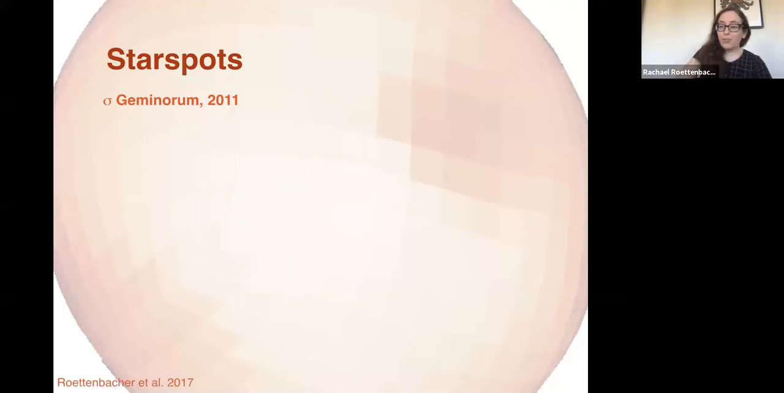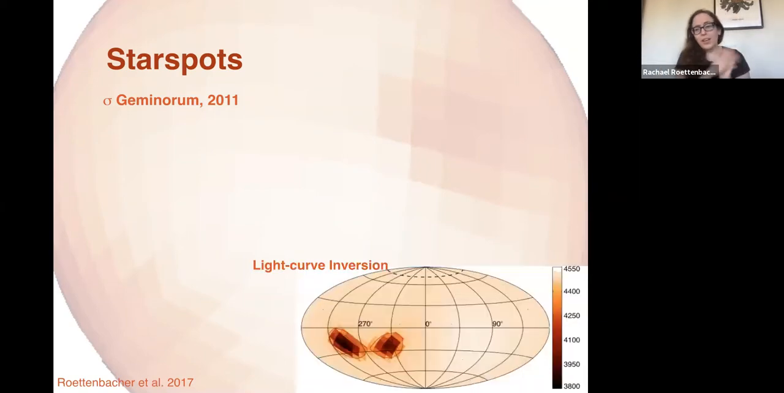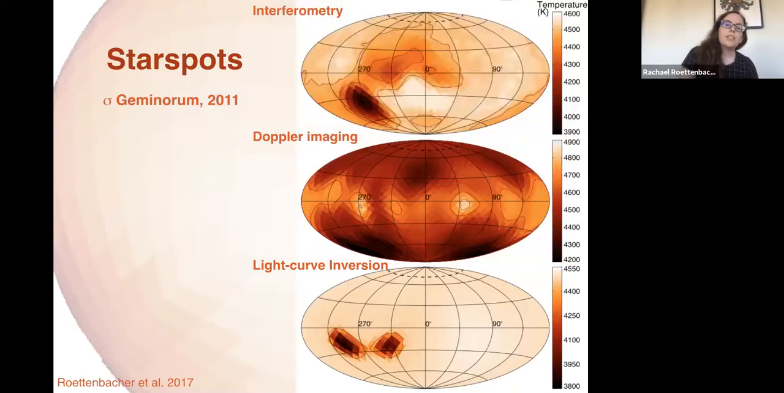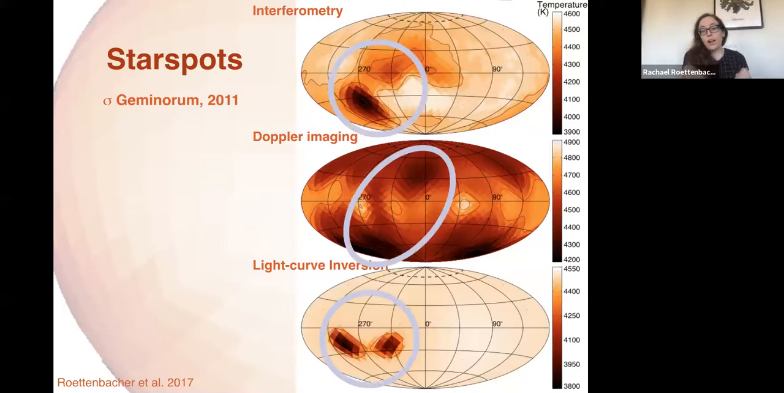In our imaging, we had 3 simultaneous data sets of photometry, spectroscopy, and interferometry, and we imaged them individually with their own techniques. Using light curve inversion, we were able to see this surface. This is Sigma Gem in 2011, and we could see these 2 strong spot signatures. These spots could be at the same latitude, or they could be at different latitudes, and it's just a limitation of the light curve inversion technique. So we looked at Doppler imaging and the simultaneous interferometry, and we saw that these 2 spots actually aren't at the same latitude according to the other imaging techniques.